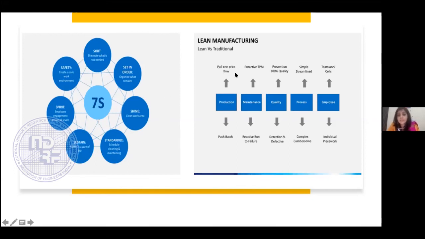Now, what is the difference between lean versus other traditional? Lean is more on a pull system versus the push. They're more proactive, while the traditional one is more reactive. They're more preventive in nature, and the traditional one is more detective, right? And then lean is more simple, streamlined. You can see the 5S, it's simple words, but it's very powerful.